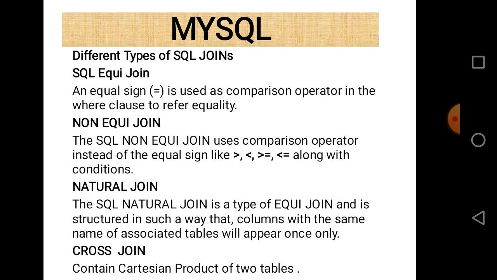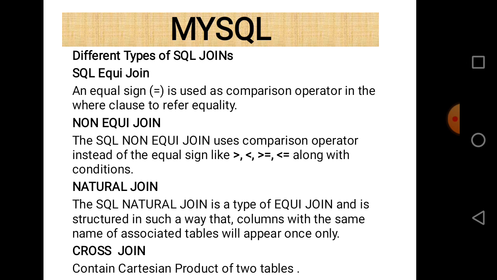And the last one is cross join. It is basically a Cartesian product of two tables. Students who are very familiar with the concept of Cartesian product in mathematics, I think it is a part of functions in class 12th or perhaps class 11th, can easily understand the Cartesian product of two tables. When we perform Cartesian product of two tables, rows will be multiplied and columns will be added.